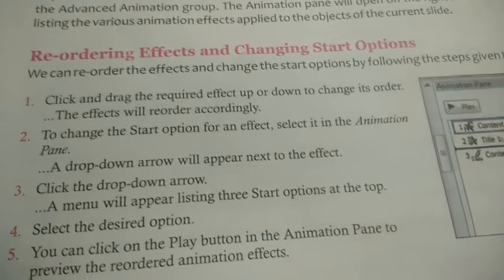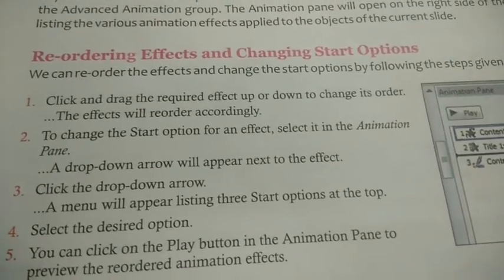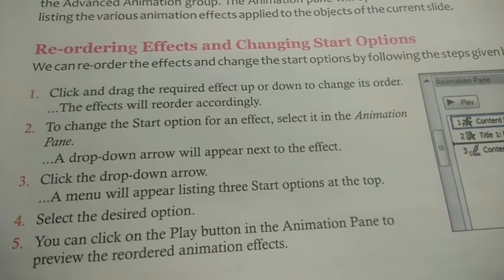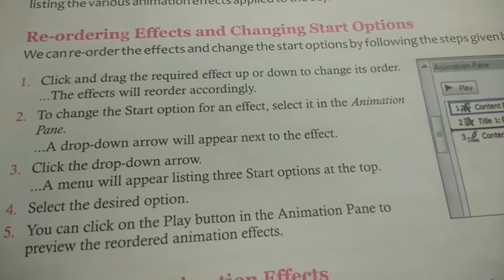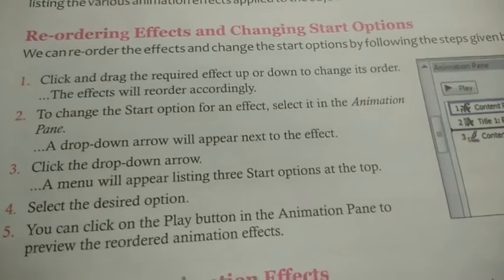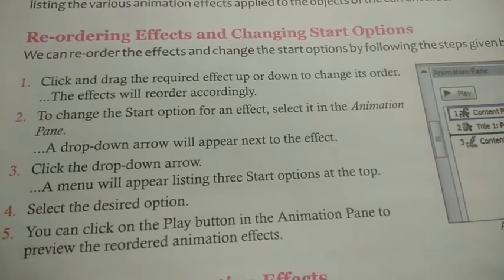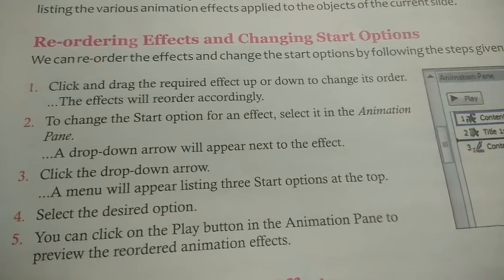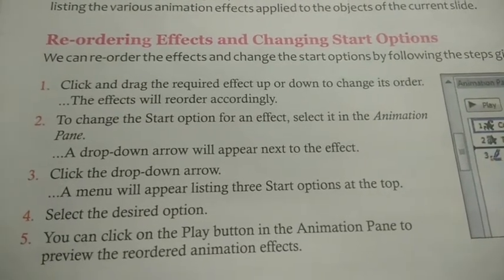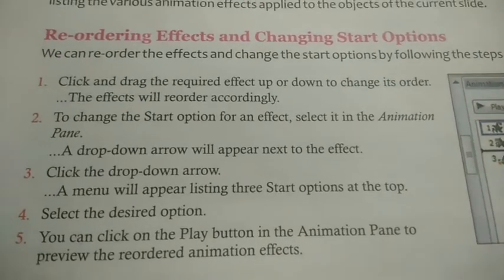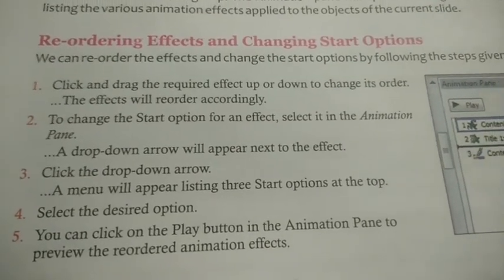Second, to change the start options for an effect, select it in the animation pane. A drop down arrow will appear next to the effect. Click the drop down arrow. Then a menu will appear listing three start options at the top. Select the desired option. Then you can click on the play button in the animation pane to preview the reordered animation effects.